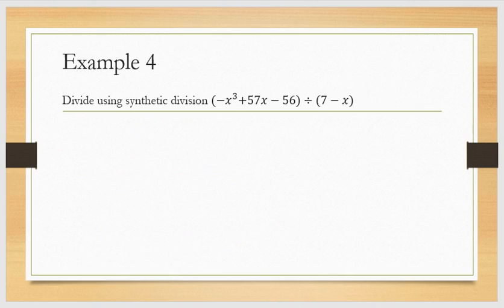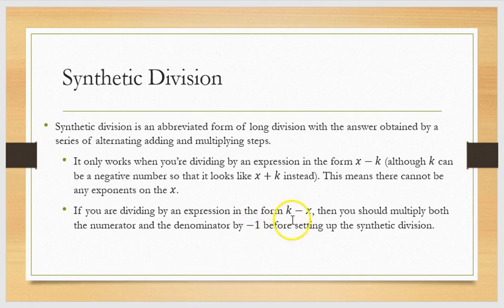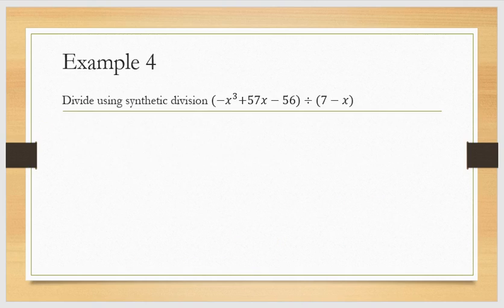Now for a more complicated example, again, we are dividing using synthetic division because I do have an x to the first power polynomial here. Now, something important to note right off the bat, though, this does not say x minus 7. This says 7 minus x. So if you're looking back at the earlier slide, this is what I was talking about down here, where I said if you are dividing by a number minus x, then you should multiply both the numerator and the denominator by -1 before setting up the synthetic division.